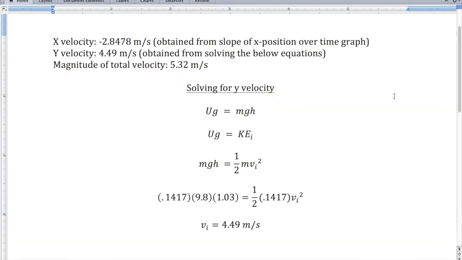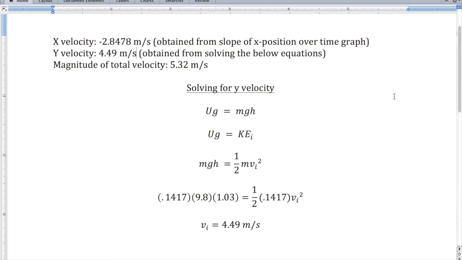The x velocity I obtained through tracker, which was negative 2.8478 meters per second, which I took from observing the slope of the x position over time graph in tracker. The y velocity I calculated to be 4.49 meters per second, which I obtained from solving the below equations. When it comes to projectile motion, there are two components of energy of the system, which are gravitational potential energy and kinetic energy in terms of a point particle system.